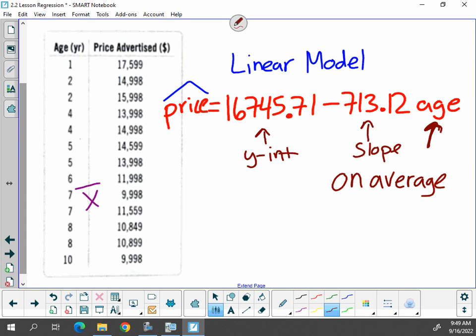Make sure we use the language on average somewhere in there that's conveying to somebody reading this that it's not guaranteed it's going to lose that amount of money, but on average, give or take, that's how much it will depreciate over a year.